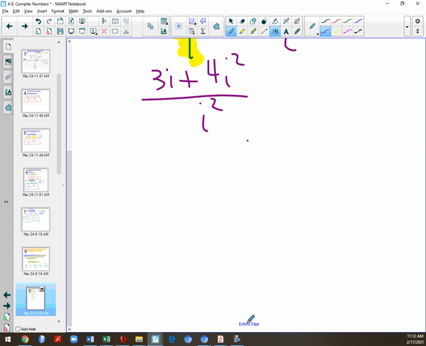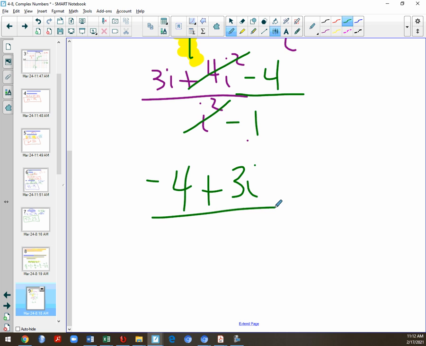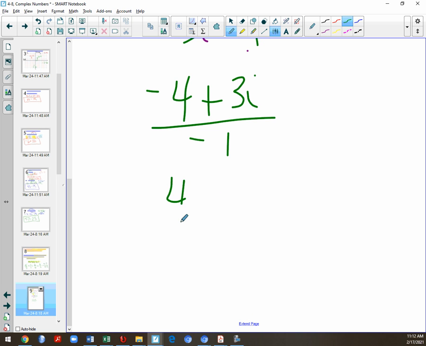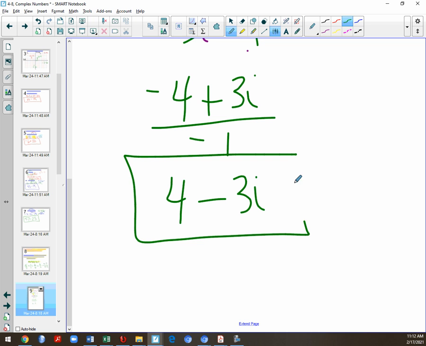Okay, well, what is i squared? Well, we know i squared is -1, so this plus 4i squared is going to turn into -4, and this i squared turns into -1. So what I have is -4 plus 3i, you always put the real number first, divided by -1, which is +4 minus 3i. And then you're done.